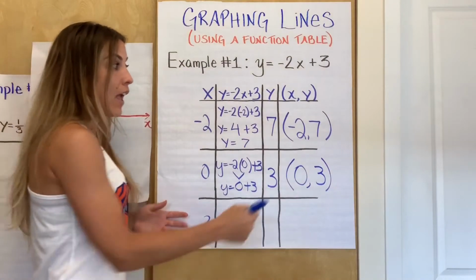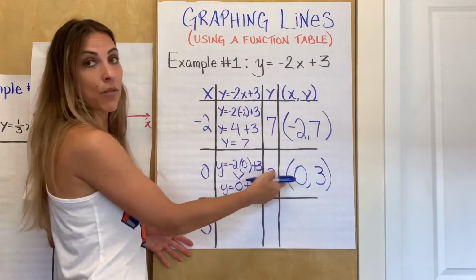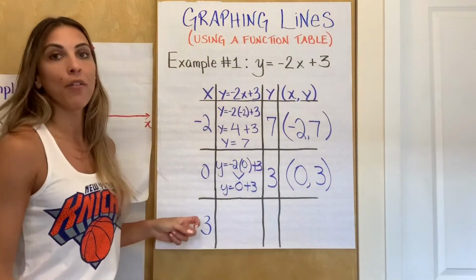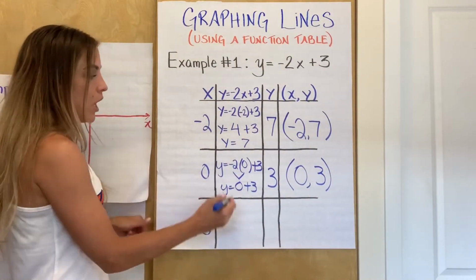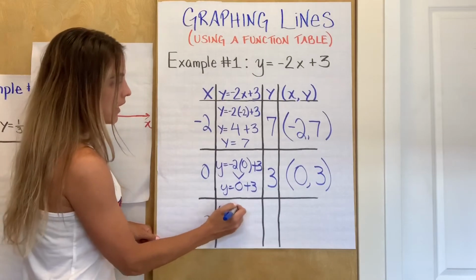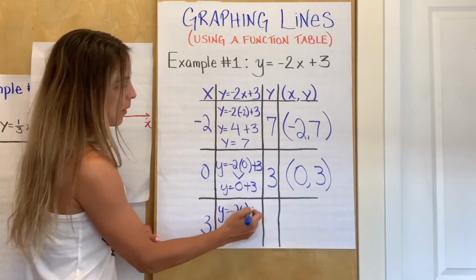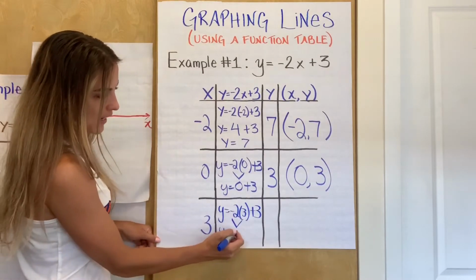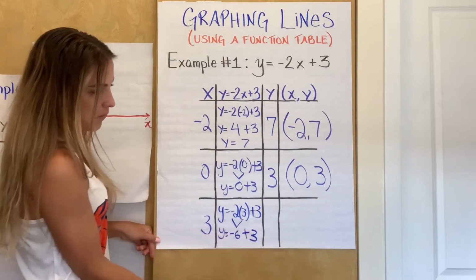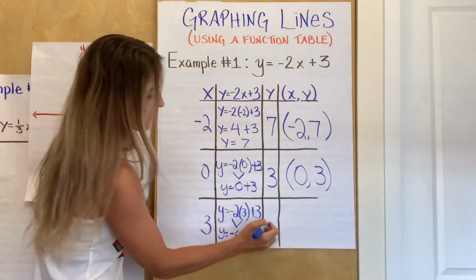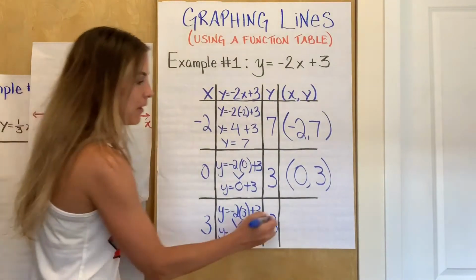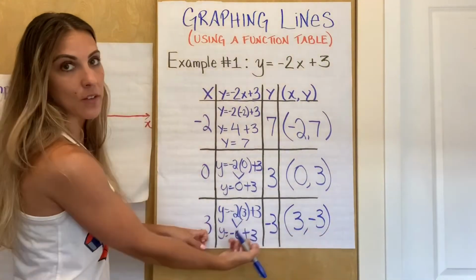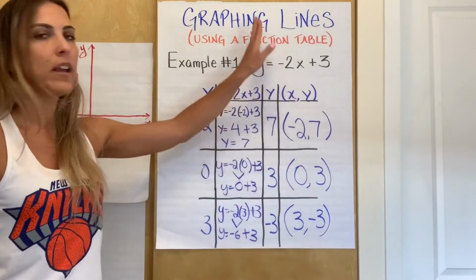Again, it only takes 2 points to make a line, so I could technically graph these and be done. I'm just going to go with one more. Let's take the positive x value of 3 and substitute. So y equals negative 2 times 3 plus 3. A negative times a positive is a negative, so that's negative 6 plus 3, and negative 6 plus 3 is negative 3. That tells me that 3, negative 3, and I'm getting those values from here, is a third point on this line.